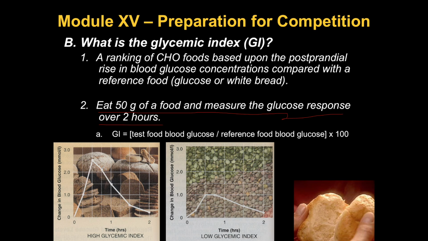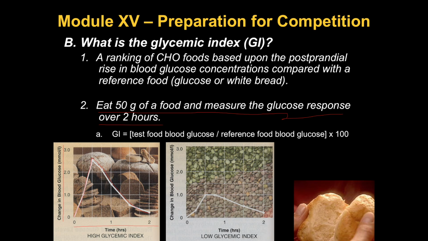So the diagrams down here at the bottom of the screen show two different types of food. On the y-axis we have the change in blood glucose, and on the x-axis we have our time in hours, so we're going out to 2 hours. This particular food, which given the picture back here was probably some sort of bread, you can see that over the course of 2 hours, blood glucose spiked up very, very rapidly at about 30 minutes and then came down quite rapidly.